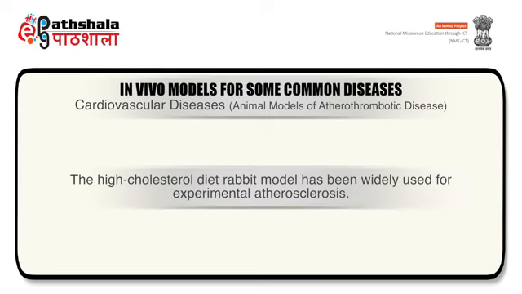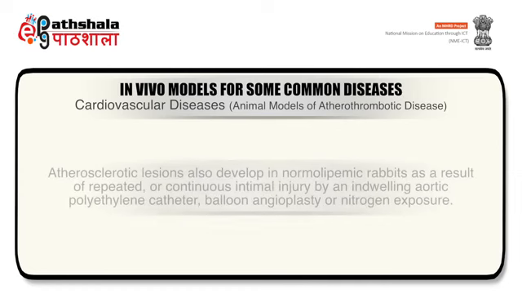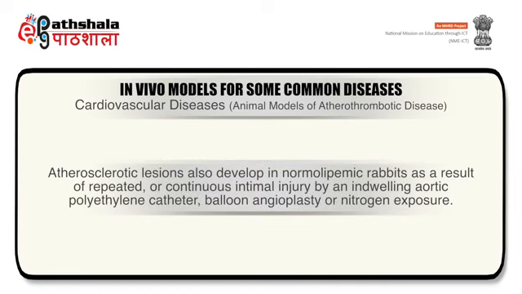The high cholesterol diet rabbit model has been widely used for experimental atherosclerosis. Cholesterol has been found to cause atherosclerotic changes in the rabbit arterial intima, which is very similar to human atherosclerosis. Atherosclerotic lesions can also develop in normolipemic rabbits as a result of repeated or continuous intimal injury by an indwelling aortic polyethylene catheter, balloon angioplasty or nitrogen exposure.